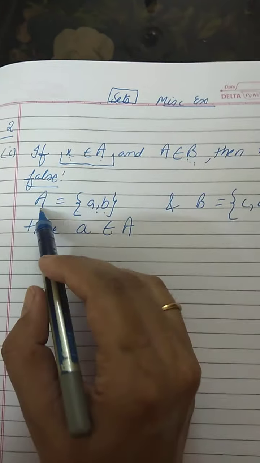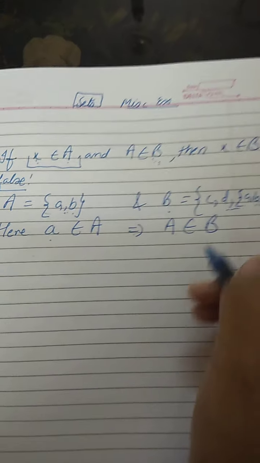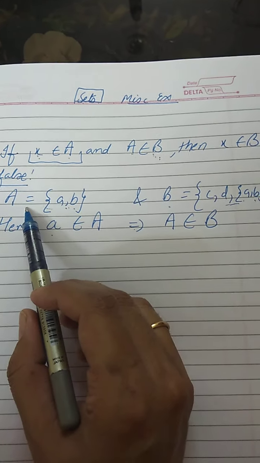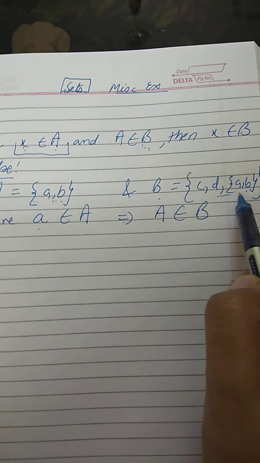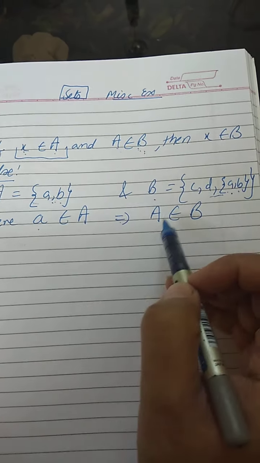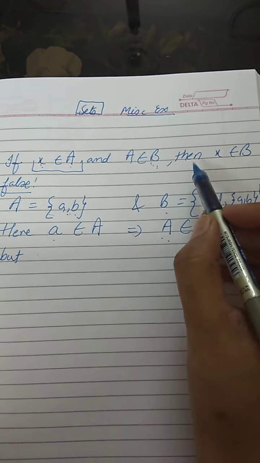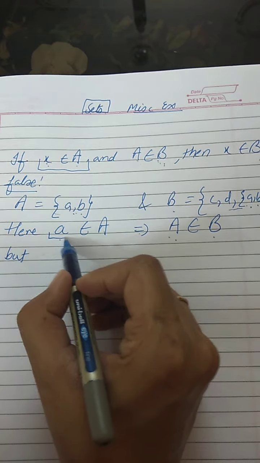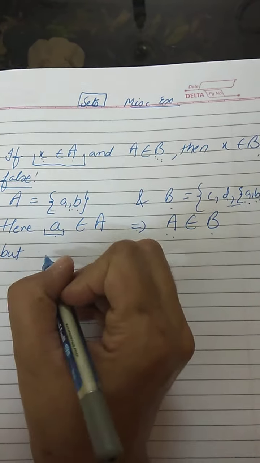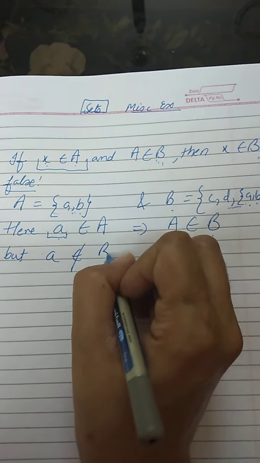Now here A is a set where this small element a belongs to the set and B is another set, but this B set is having the element {a, b}, which implies A belongs to B. I hope it is clear. Here A is a set, but in set B, A is acting as an element also. That means this A is an element of B, so A belongs to B. But the statement says then x belongs to B. But do we have this a separate in the set B? No, a does not belong to B.